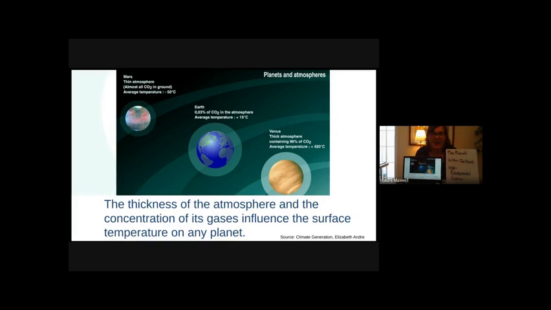60 degrees Fahrenheit. And then there's Venus, which has a very thick shell. Its temperature is 420 degrees Celsius, and water boils at 100 degrees Celsius. So that is really hot and pretty much too hot for life as we know it.